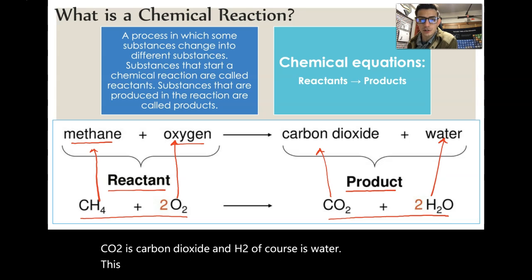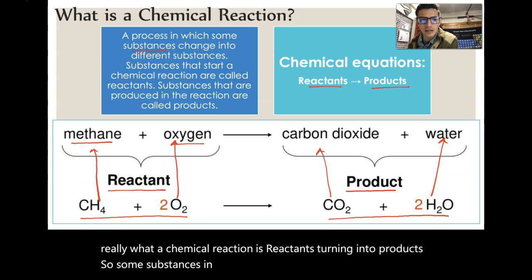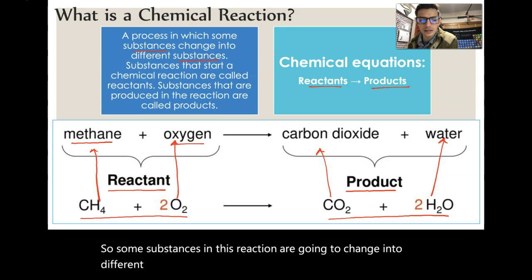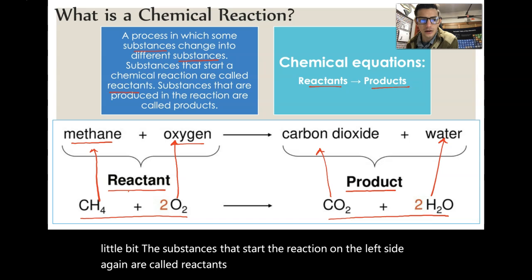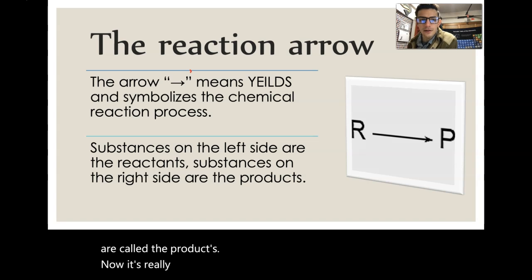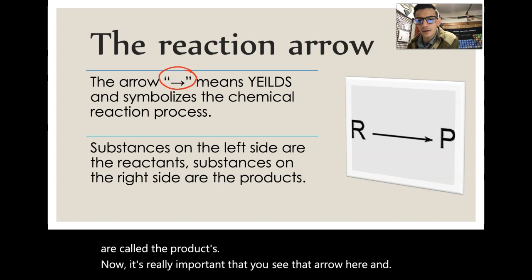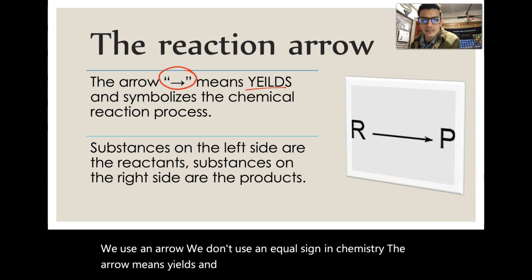This is what a chemical reaction equation looks like, and it tells us really what a chemical reaction is. Reactants turning into products. So some substances in this reaction are going to change into different substances. In this case, everything is going to change a little bit. The substances that start the reaction on the left side, again, are called reactants, and the ones on the right side are called the products.